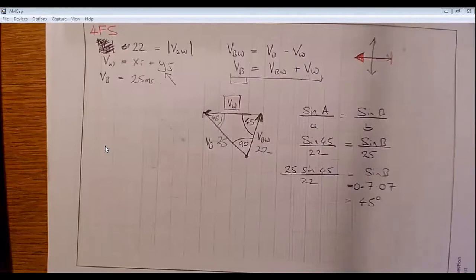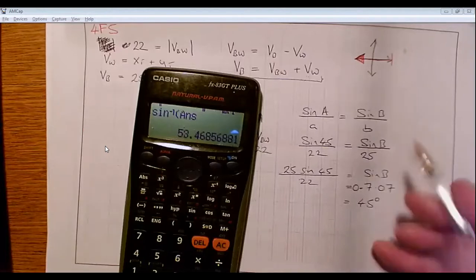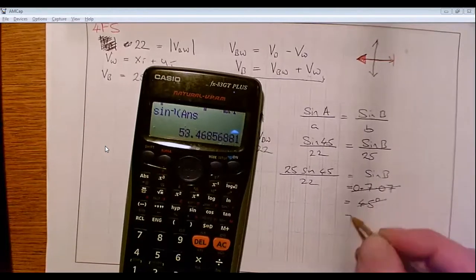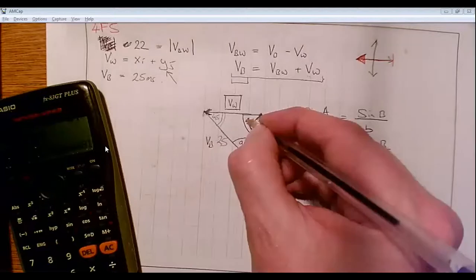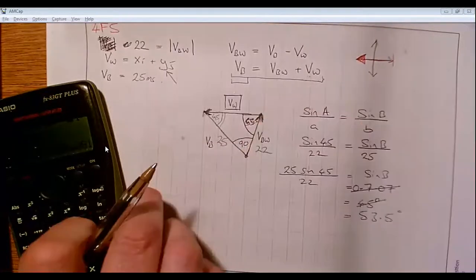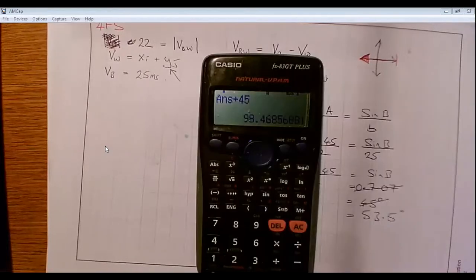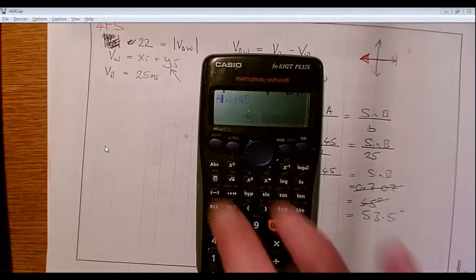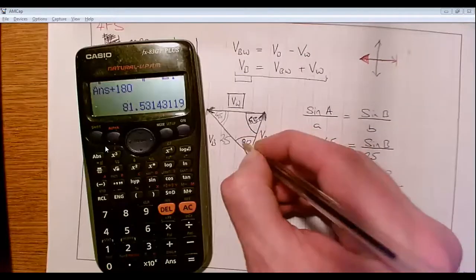Let's try this again. 25 times sine 45. I'll check back on that on the video. Divide that by 22. That's not the same answer as I got. That's 0.803. Inverse sine of that is 53.5 degrees. So this is now 53.5 degrees. So 53.5 degrees plus this 45 makes 98. Take that away from 180, and I'm left with this angle here not being 90, it's 81.